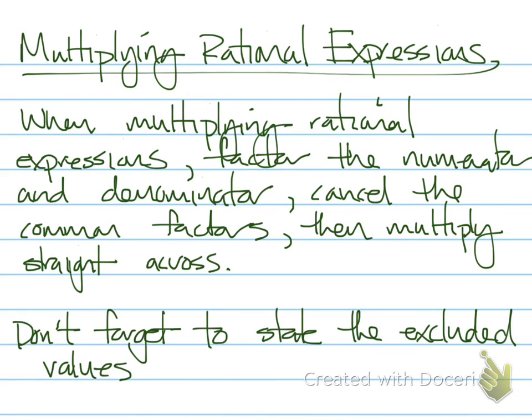All right, in this lesson, we're going to be multiplying and dividing rational expressions. When you multiply rational expressions, you need to factor the numerator and denominator, cancel any common factors, and then multiply straight across. Don't forget to state the excluded values if you have any variables in the denominator.